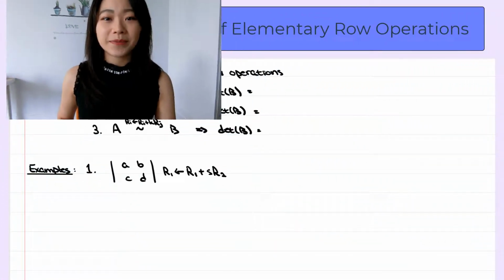In the last video, we talked about the determinant function. If you haven't watched the video, I'll put the link up there. In this video, we are going to continue to talk about the determinant. We are going to talk about the effect of the elementary row operations on determinants.